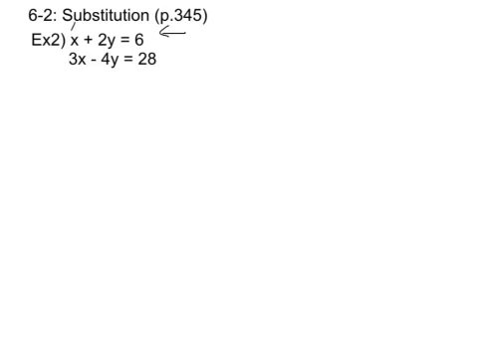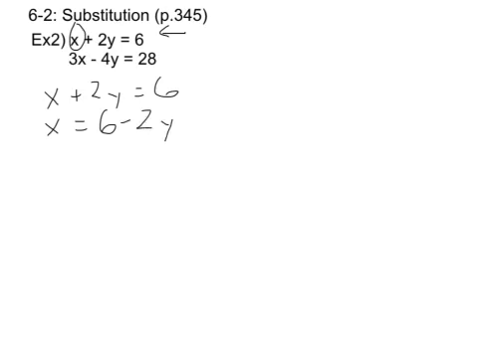For instance, in this one, I see I only have a single x right here. So I'm going to solve for x in terms of y, because that will make it easier on myself. So I'm going to rewrite the problem: x plus 2y equals 6. I want to get x by itself. Does it matter if you get x by itself or y by itself? Absolutely not. Makes no difference whatsoever. So I'm going to subtract 2y from both sides to get x equals 6 minus 2y.